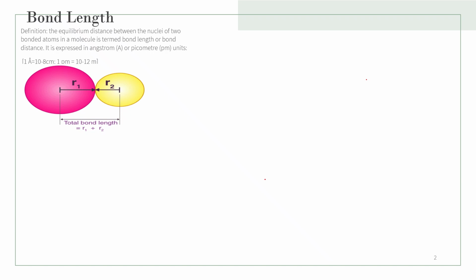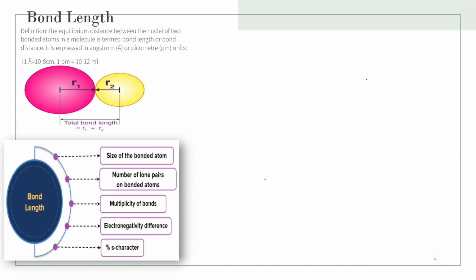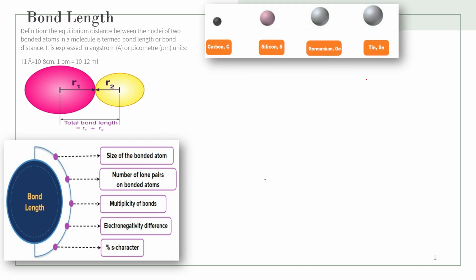There are some factors affecting this bond length: size of the bonded atoms, number of lone pairs on bonded atoms, multiplicity of bonds, electronegativity difference, and percentage of S character. See the first one, size of the bonded atom. In molecules like carbon, silicon, germanium, tin, if the atomic size increases, bond length also increases. In groups from top to bottom, atomic size increases. So this atomic size is directly proportional to bond length. Now tell me the increasing order of these molecules' bond length.